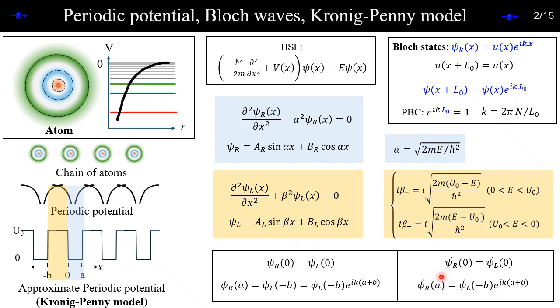So now we have 4 equations and 4 unknowns. Then we can solve for it, meaning we can eliminate these coefficients. If you eliminate these coefficients, what do you get? Note that within this alpha or beta, we have the expression of energy, and here we club this using the periodic boundary condition. We get the information of k.